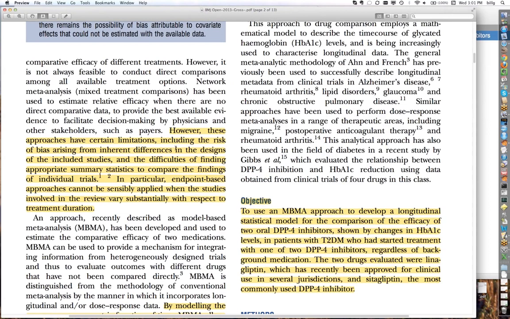Well, in particular, they make the comment here that endpoint-based approaches can't be sensibly applied when the studies involved in the review vary substantially with respect to treatment duration. And I'd probably qualify that further, that not only do they vary in duration, but the endpoint they're looking at is also continuing to vary over time. And so duration is an important determinant in what you might see, so it needs to be accounted for in some manner.